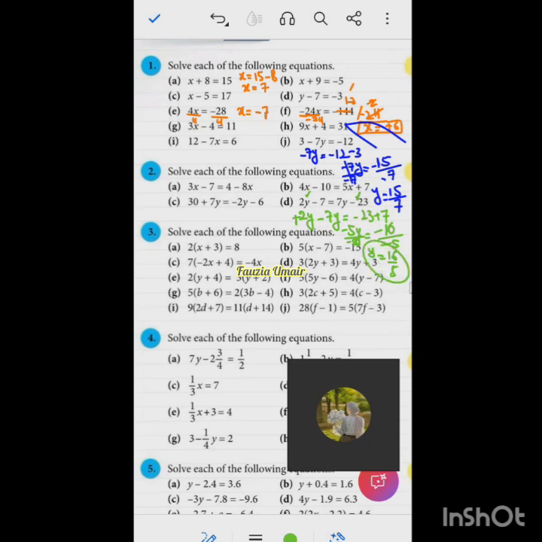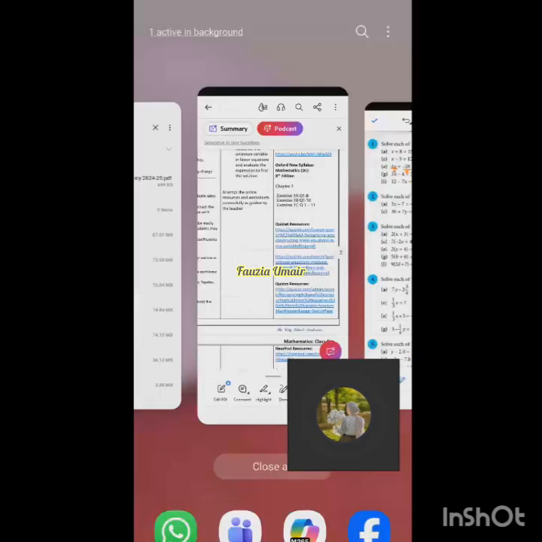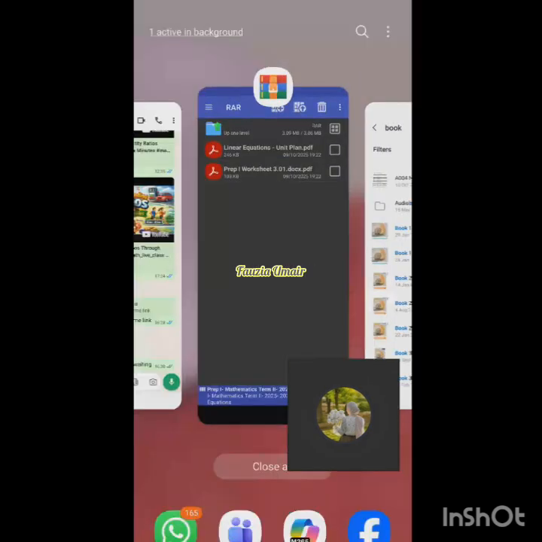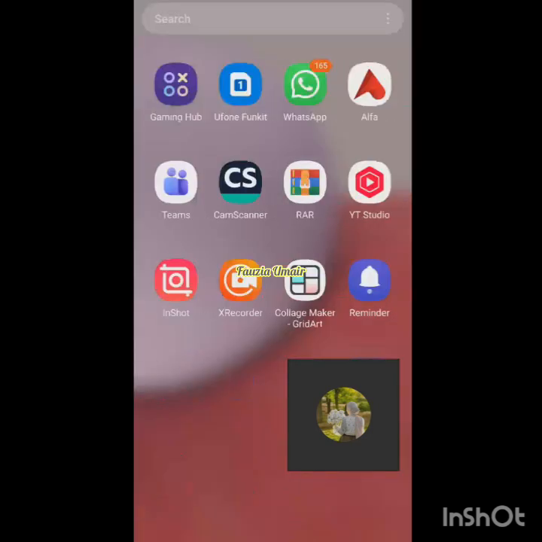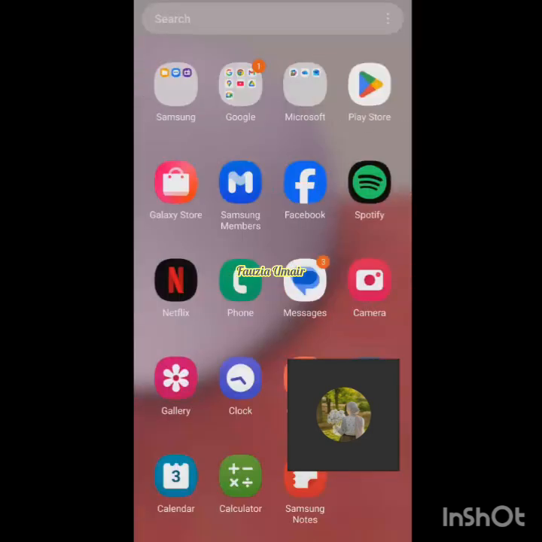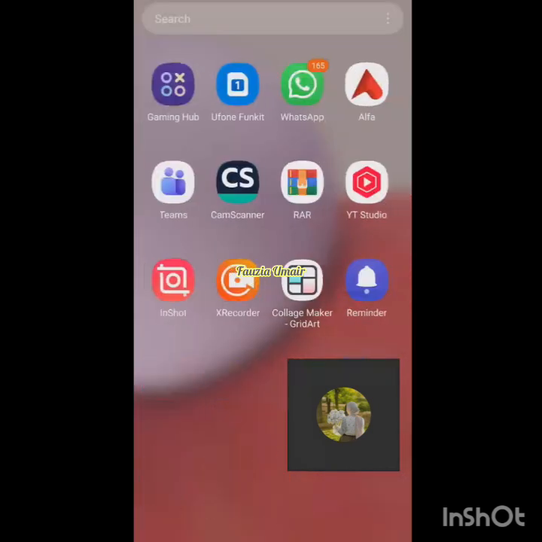Do you want to solve more questions of question number 2 or should we go to question number 3? Ma'am, question number 3. All right. So question number 3 is when the brackets are there. We will do this question on the whiteboard so that it is more clear. We will solve some of the questions together and the remaining questions you can practice on your own.